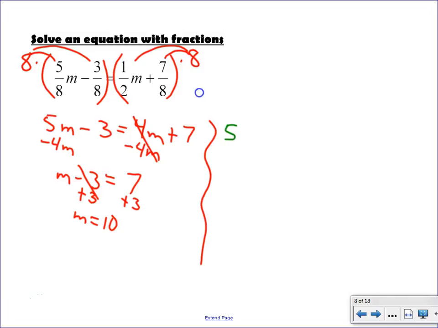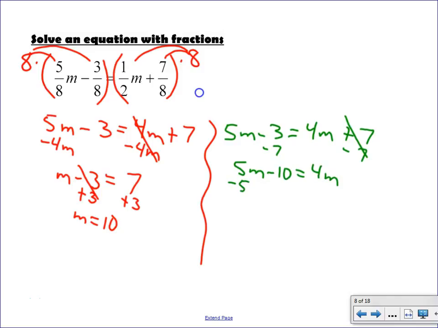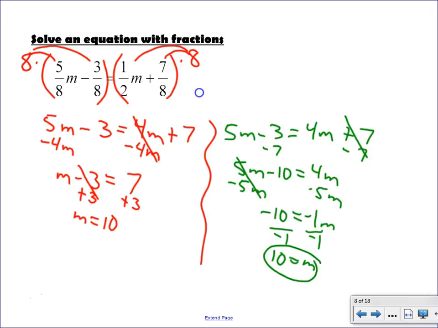notice it doesn't change anything if I were to get my constant terms together first. Let's say I wanted to subtract 7. Cancel out the positive 7 there. Then I would need to subtract 5m on this side. And then divide by negative 1. Notice the solutions agree, no matter which way I solve that.